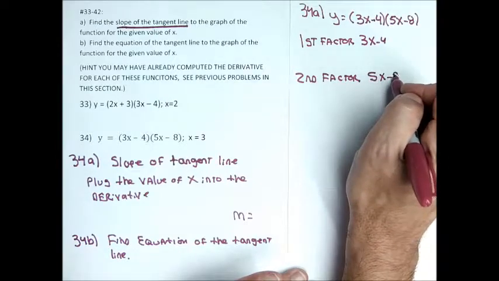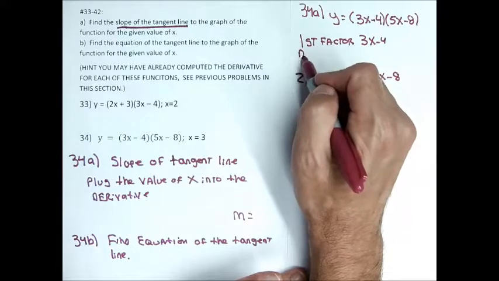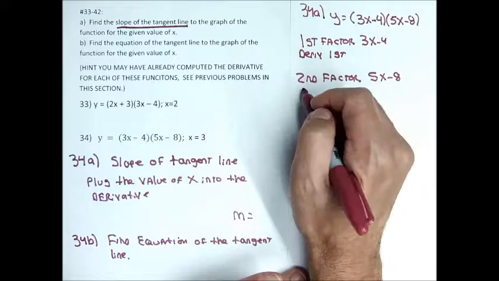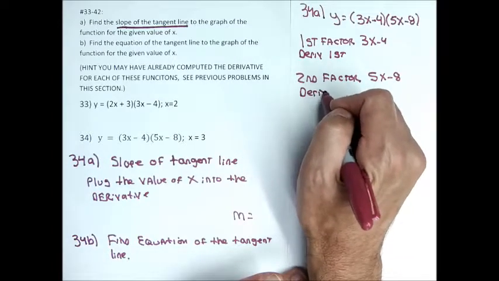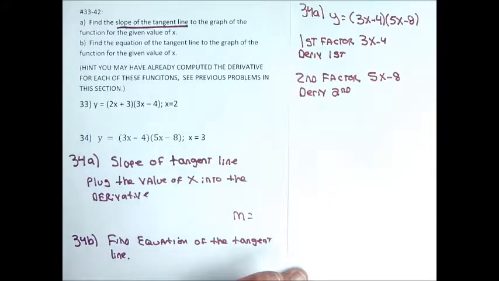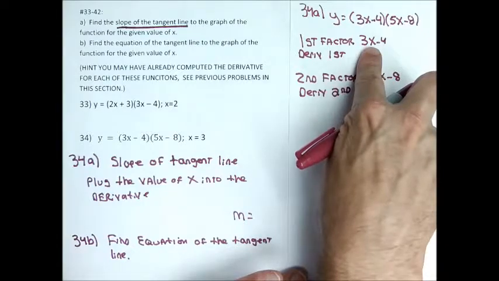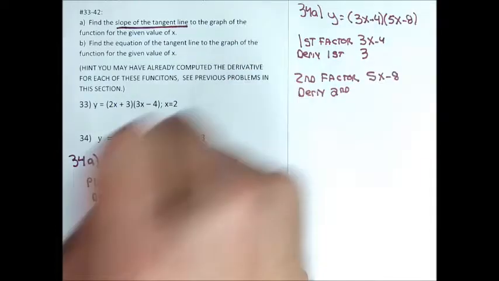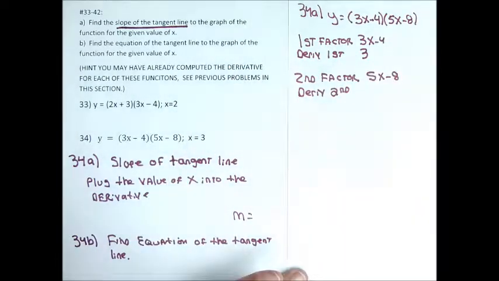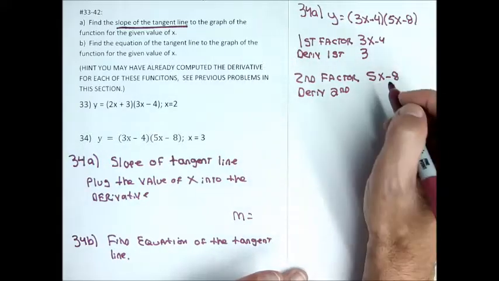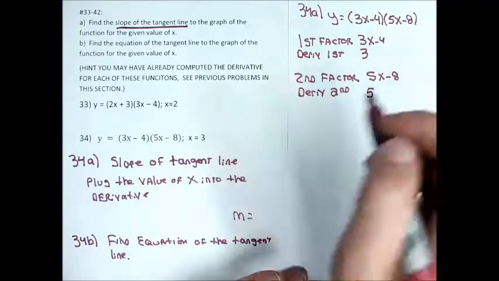I'm going to use the product rule. And the product rule requires me to know each factor and its derivative. So the first factor is the quantity in the first parentheses. The second factor is the quantity in the second parentheses. The derivative of the first factor is just going to be 3. The first term is the first power term, so its derivative is the number in front of the x. The second term is the constant, so its derivative is 0. For the derivative of the second factor, the derivative of 5x is just 5. The derivative of 8 is 0.